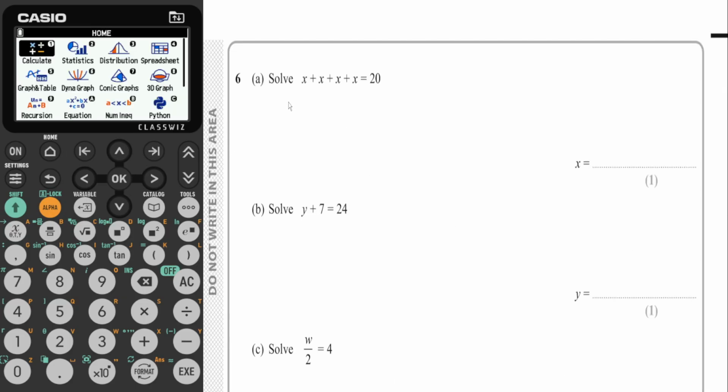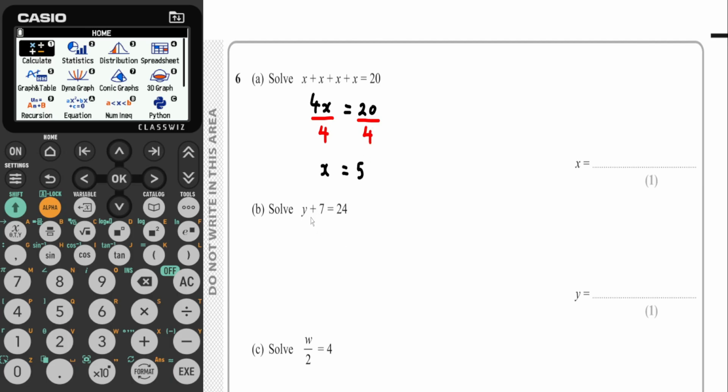Question number 6. Part A. Solve x plus x plus x plus x equals 20. Altogether, on the left hand side we have 4x, and this is equal to 20. To find out what x is, we need to divide both sides by 4. You will therefore find x to equal 20 divided by 4, which is 5.